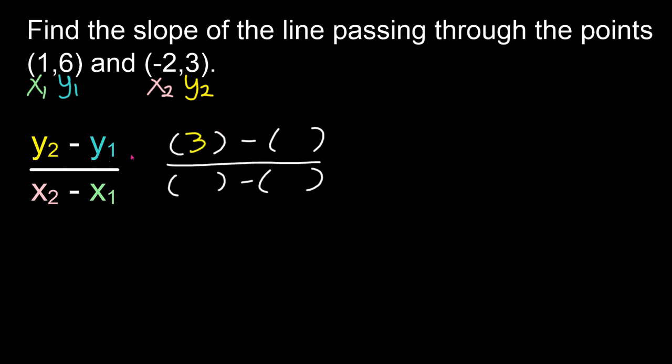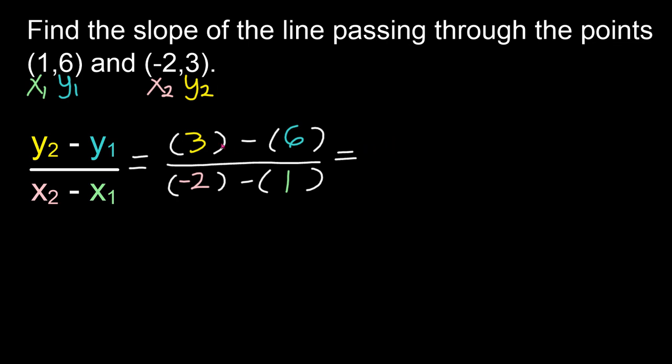Minus y1, which we had is 6. x2, right, which we have is negative 2. And over here, x1 we had as 1. Now ready to work this out.